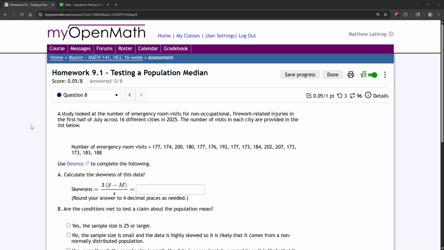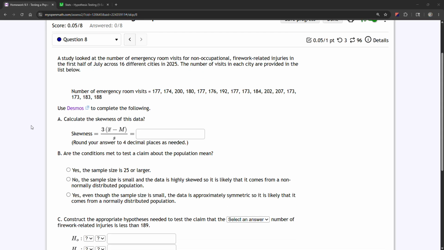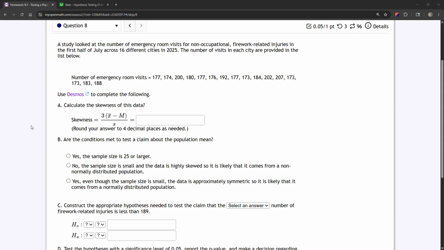In this question, we want to take a look at how to conduct a test for a population median. We're told that a study looked at the number of emergency room visits for non-occupational firework-related injuries in the first half of July across 16 different cities in 2025. The number of visits in each city are provided in the list below.